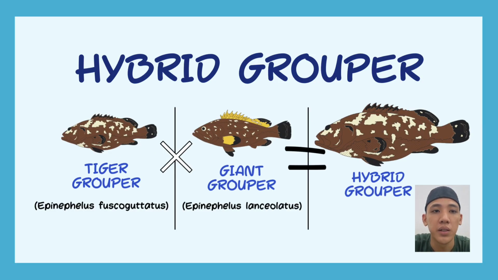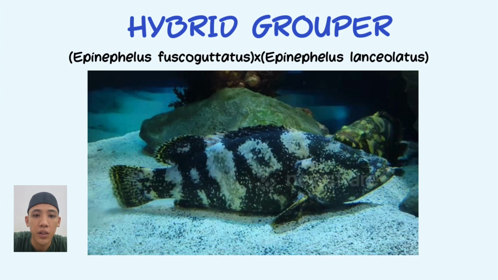So as we can see here, this is how the hybrid grouper was made. The hybrid grouper was produced by fertilizing the eggs of the tiger grouper with the sperm of the giant grouper through the in vitro fertilization technique. And this is the picture of the hybrid grouper.